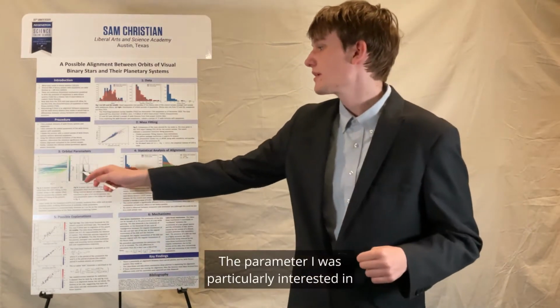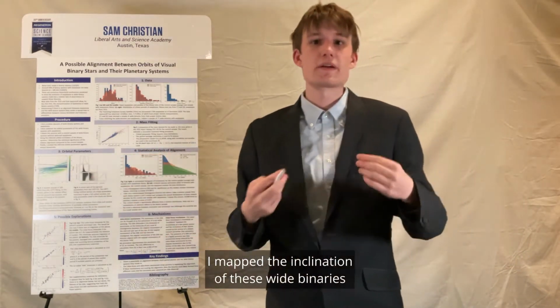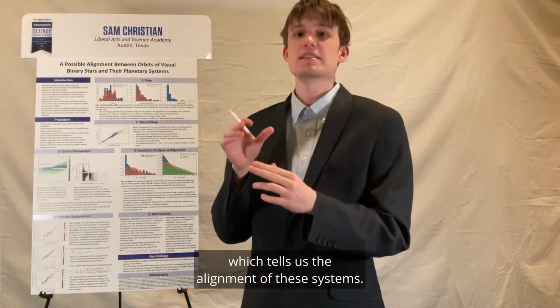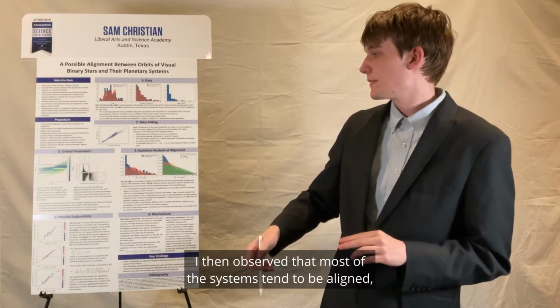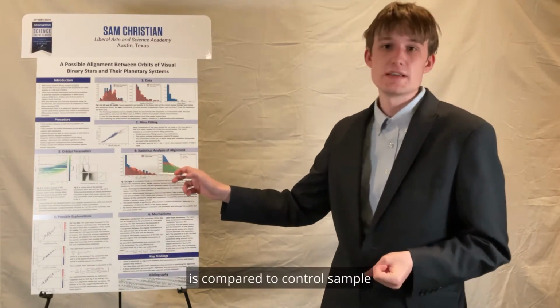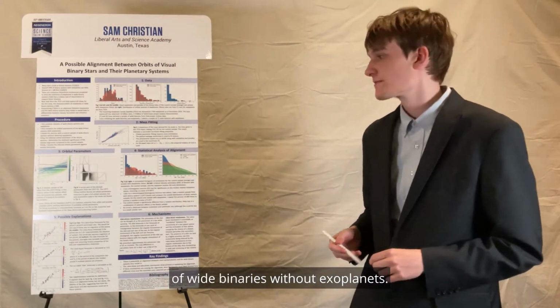The parameter I was particularly interested in was inclination. I mapped the inclination of these wide binaries compared to the inclination of the exoplanets to find the relative inclination, which tells us the alignment of these systems. I then observed that most of the systems tend to be aligned, which is a previously unobserved effect. And this alignment, I should mention, is compared to a control sample of wide binaries without exoplanets.